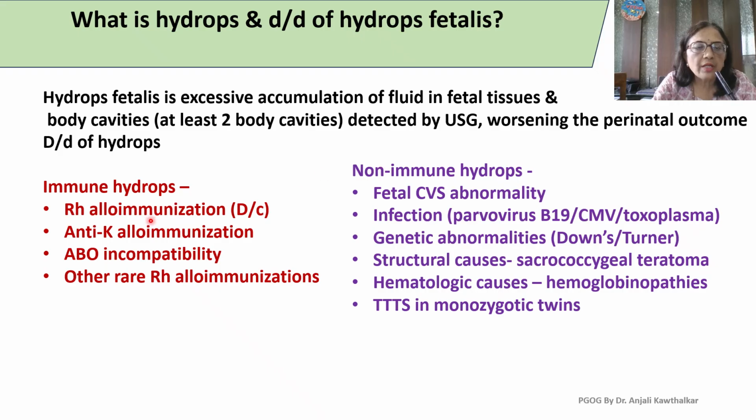In immune hydrops, there is Rh alloimmunization with capital D or small c, and anti-K alloimmunization or isoimmunization. ABO incompatibility usually is not such a severe affection, but rarely it can lead to hydrops, and there are other rare Rh alloimmunizations. In non-immune hydrops, there are fetal cardiovascular abnormalities, infections, genetic abnormalities, structural causes, hematological causes, and twin to twin transfusion syndrome in monozygotic twins, which can also lead to hydrops changes in the fetus.